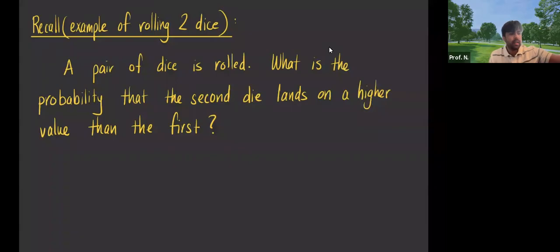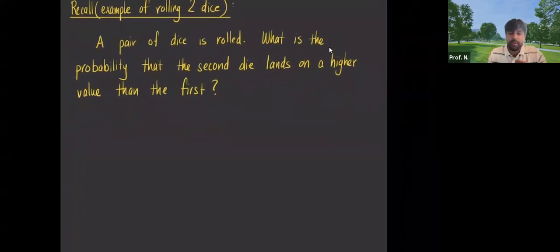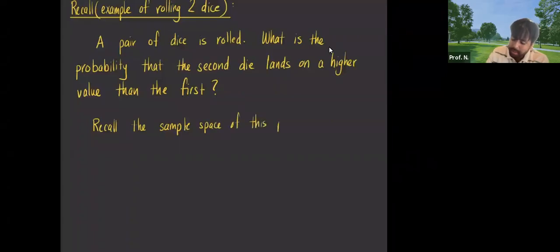By cases? Which cases? So remember, recall the sample space. Oh yeah, you can do that. You can assume that the first roll gives you a specific number. You can do that, Daisy. First, find all possibilities that you get from rolling a die twice. Yeah, so recall the sample space of this probability experiment.